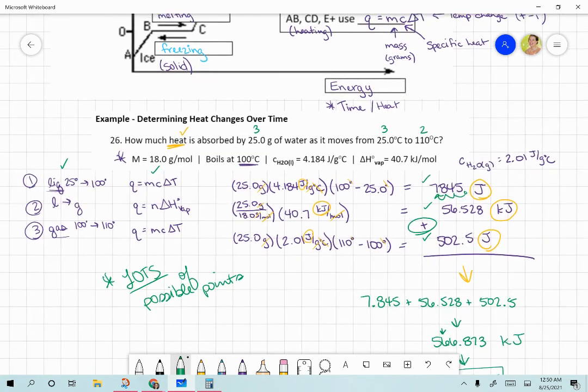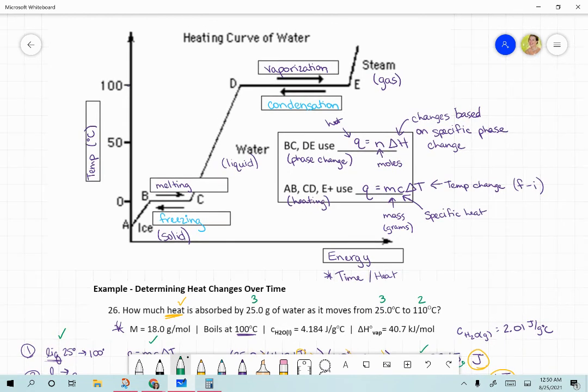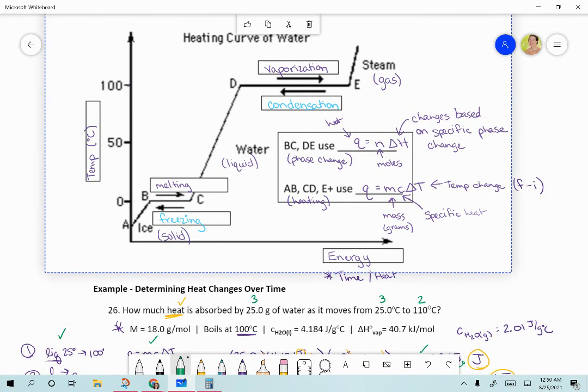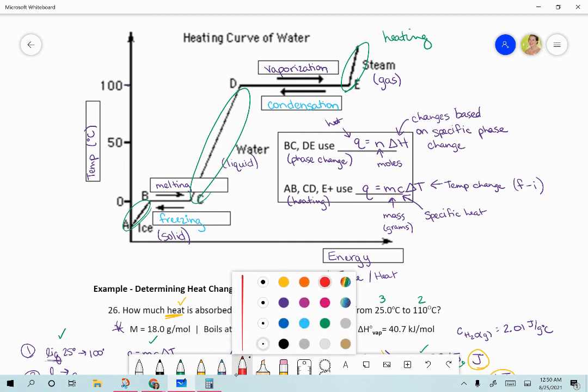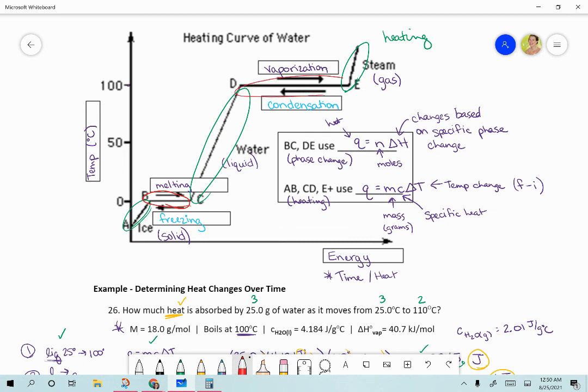So the other really important thing to know about heating curves is what happens at the different sections. So knowing that my diagonal segments of the graphs are my heating sections is going to be really important, and you want to make sure that you understand that. And at the other sections, my horizontal sections represent my phase changes. That's also really important, and I would make sure I would know that going into your quiz on Friday.